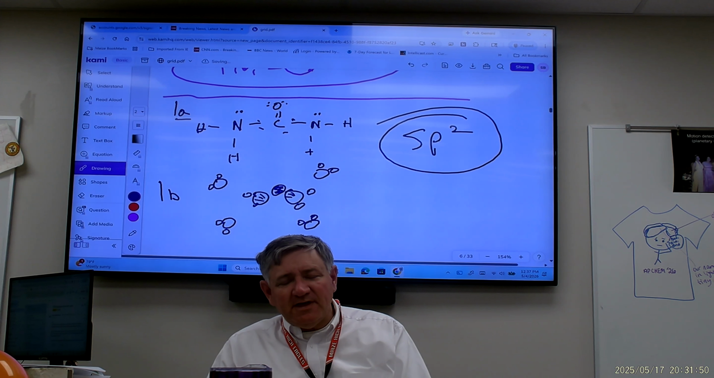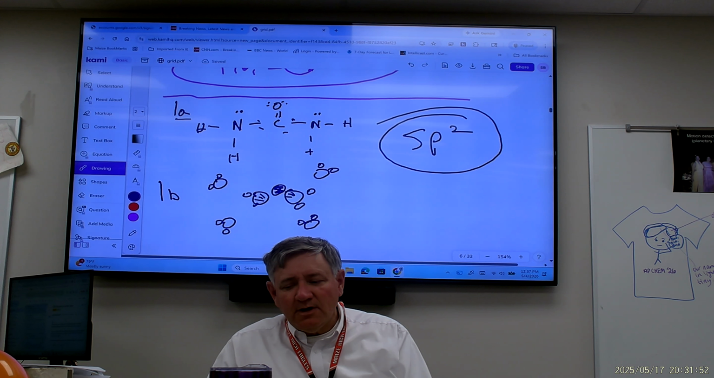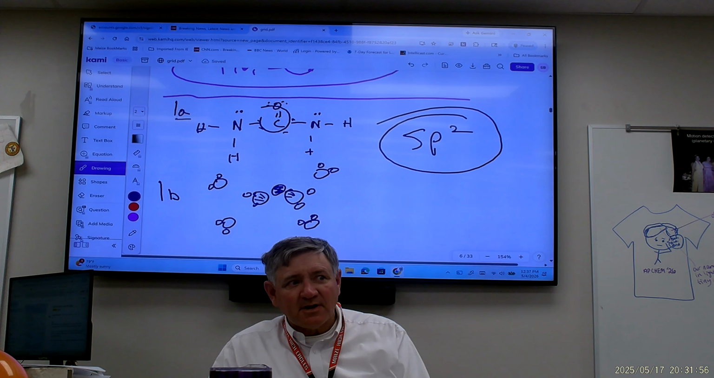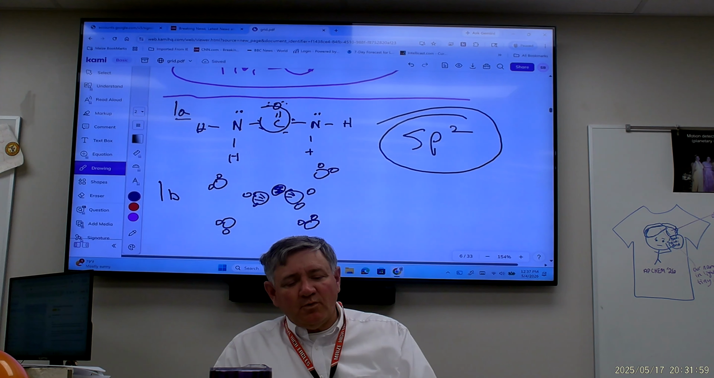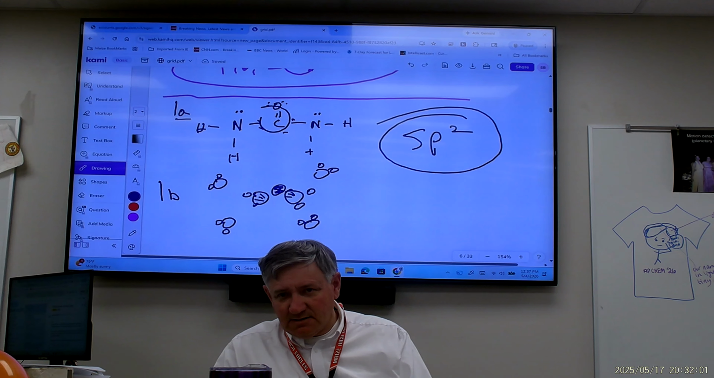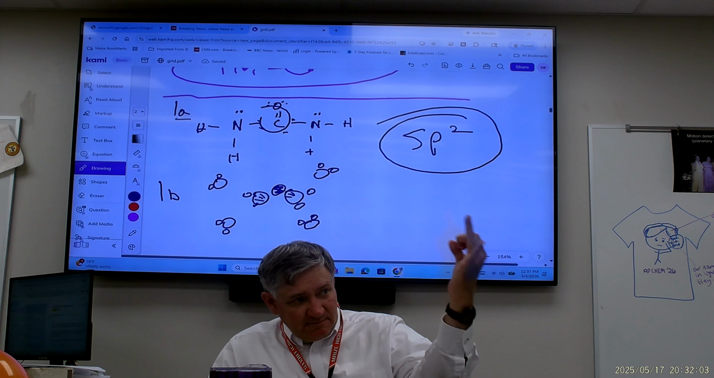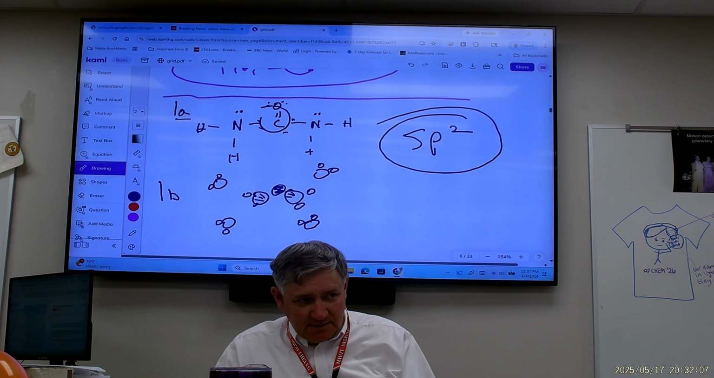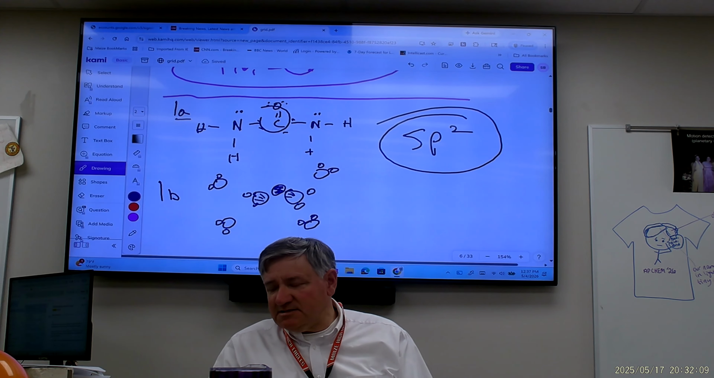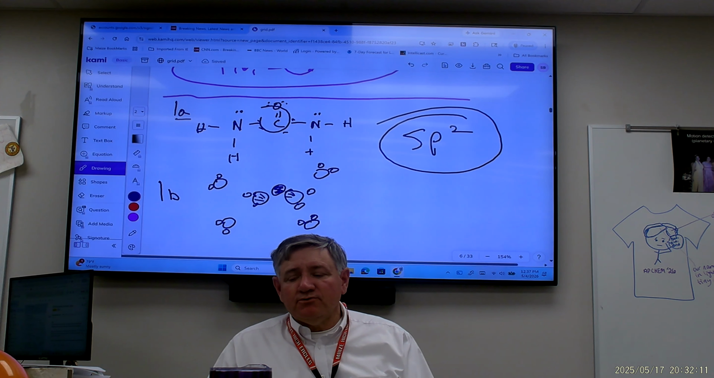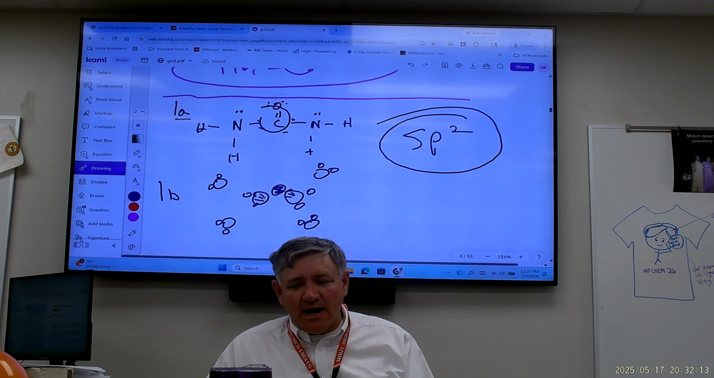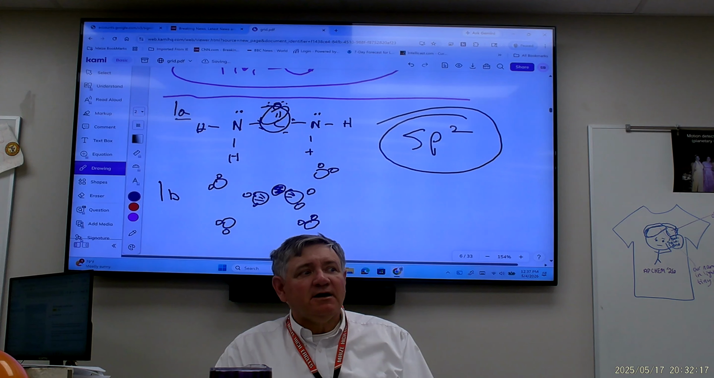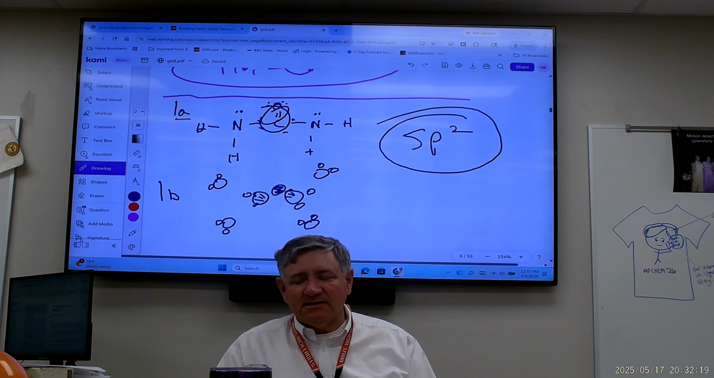Here's the other clue. Notice that you have a double bond with the oxygen. When you have a double bond, what type of bonds exist? Sigma and pi. What do you have to have for a pi bond? A non-hybridized p orbital. So you could not have sp3 hybridization and that double bond with the oxygen. Okay? It's incompatible, I suppose.